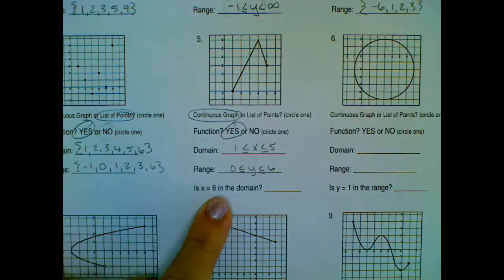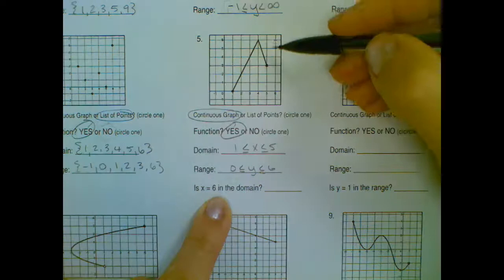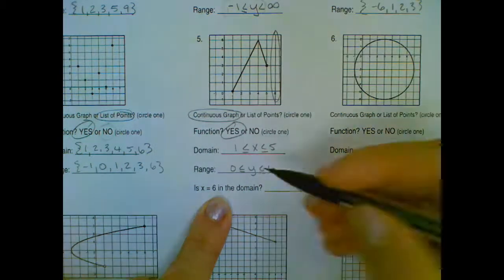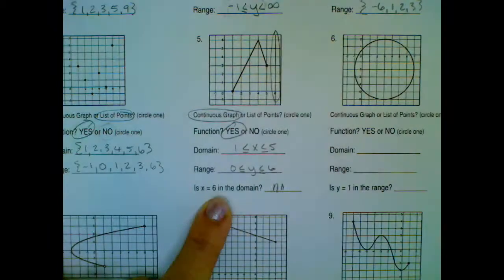And then it asks us here, is x equals 6 in the domain? So if we look here, x equals 6 is right here, and there is no point at x equals 6, so we would say no.